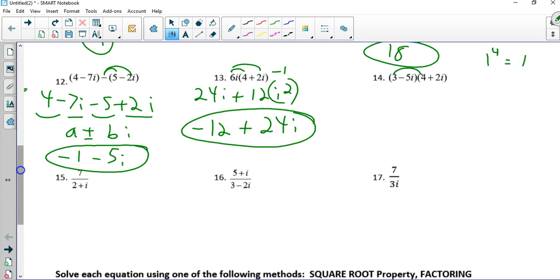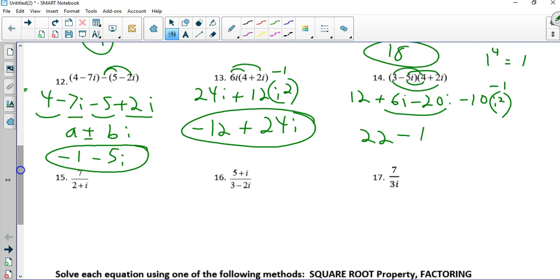Now I'm going to distribute or FOIL. First, outer, inner, last. 3 times 4 is 12. 3 times 2i is 6i. Negative 5 times 4 is negative 20i. And then negative 5 times 2 is negative 10. And then the i times i is i squared, which is a negative 1. I'm going to combine these two. This negative is going to make negative 10 positive, which is going to add to the 12 to make 22. Minus 14i. 6 minus 20.